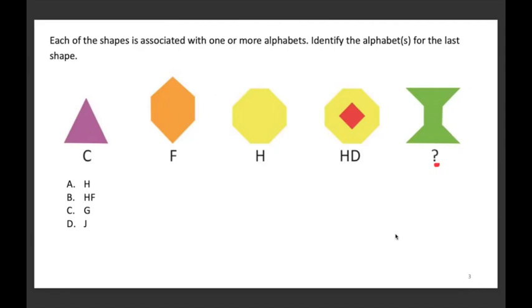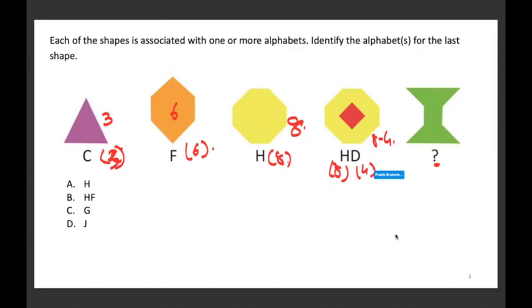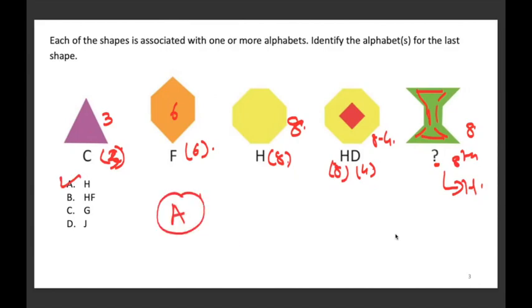Now here, if you look at the question shapes which are given, a three-sided figure gives the third letter. C is the third letter. A six-sided figure gives the sixth letter. An eight-sided figure gives the eighth letter. And the eight and four-sided figure, this is an 8 and 4 combination, gives H and D. H is the 8th letter and D is the 4th letter. The question figure which we are asked about has 8 sides. So clearly, it will correspond to the 8th letter, being H. So the correct answer is option A here. We'll move to the next one.